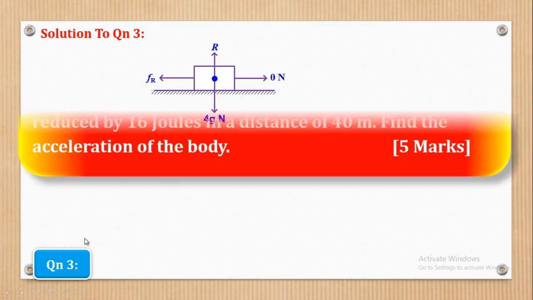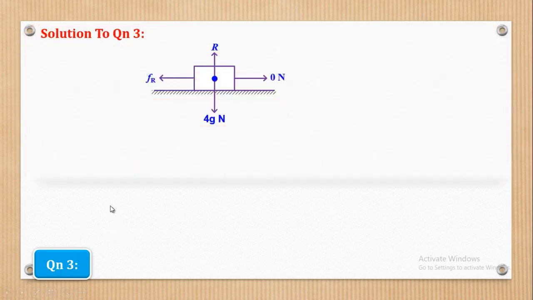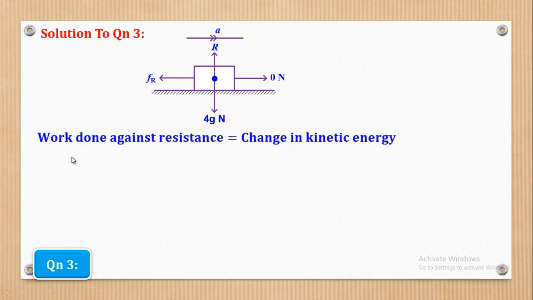Now remember, they have told us that the kinetic energy is reduced by 16 joules in a distance of 40 meters. So that is why we are putting there the resistance, because the kinetic energy can't reduce when there is no resistance. So that is why there is this resistance acting on the body. Now we remember that from work energy theorem, work done against resistance will be equal to change in kinetic energy.